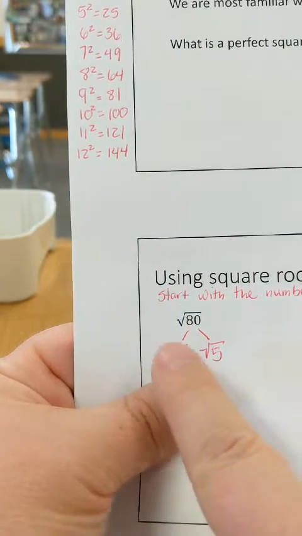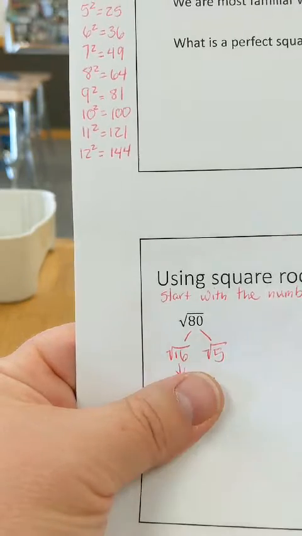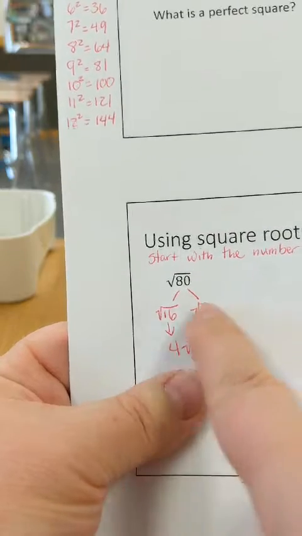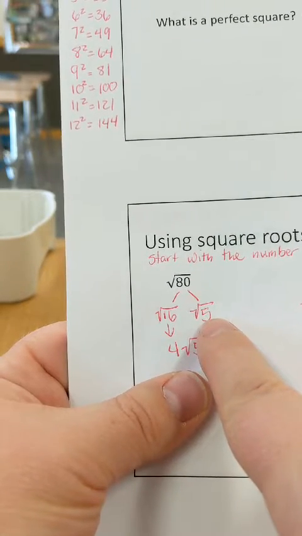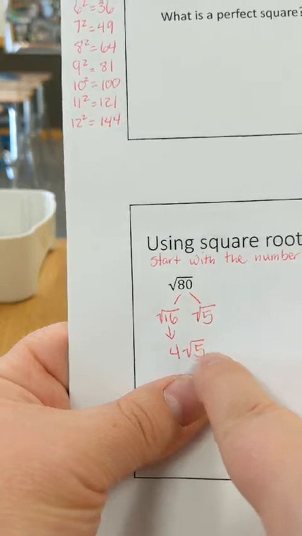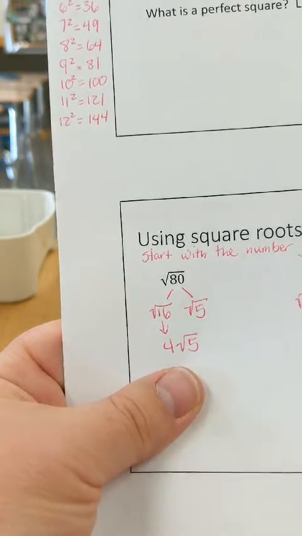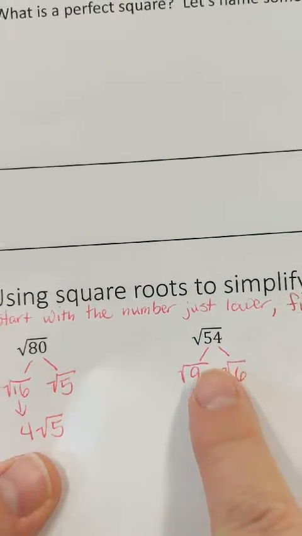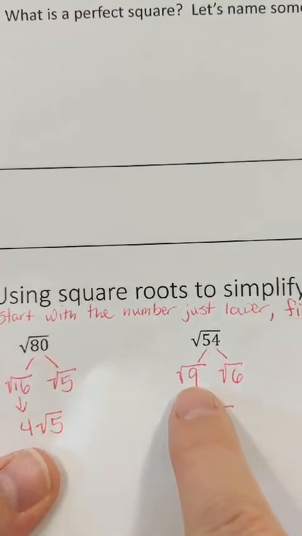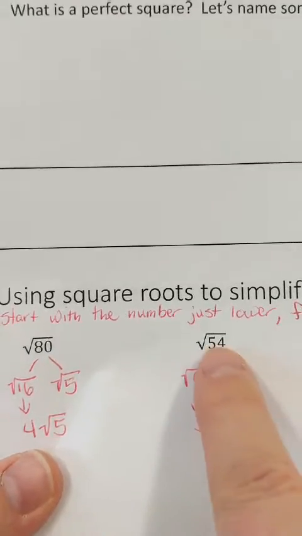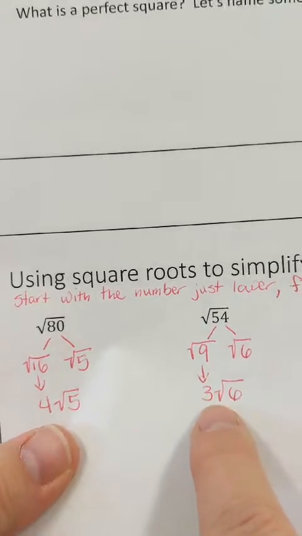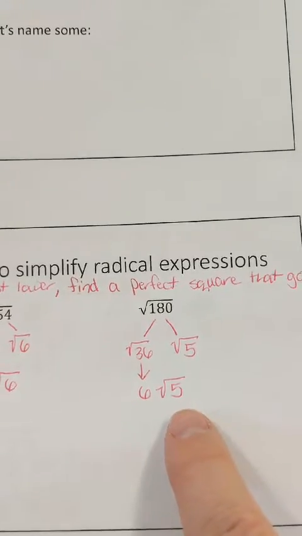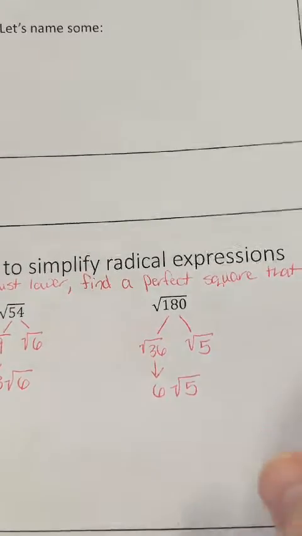So then this first number is a perfect square, so then it turns into 4, because the square root of 16 is 4. This one can't be broken into anything like a whole number, so then it just comes down. Then the same thing with this one. I looked for perfect squares that will go into it, and I found that 9 goes into it. So 9 times 6 is 54. So the square root of 9 is 3. And then that one just comes down. Same thing with this one. And this is in your notes.